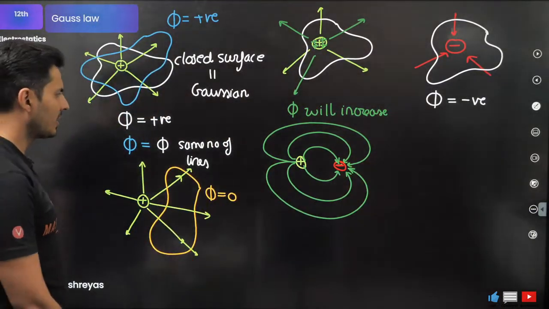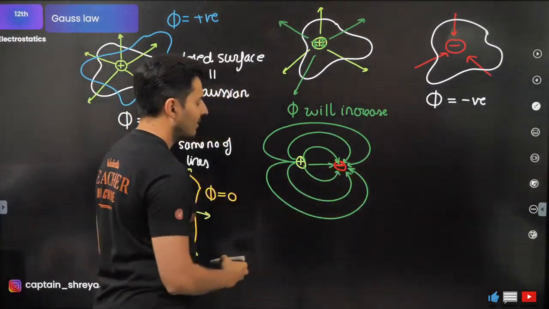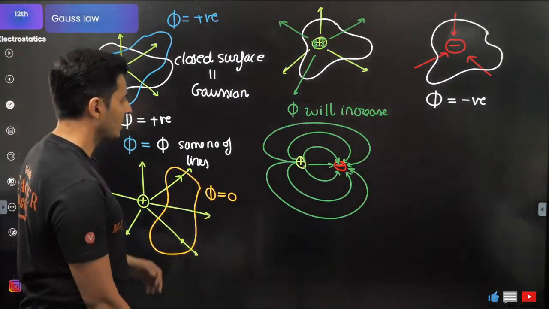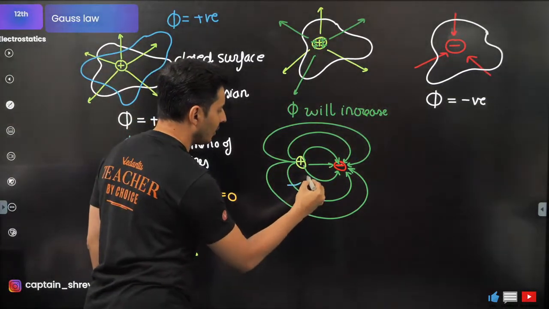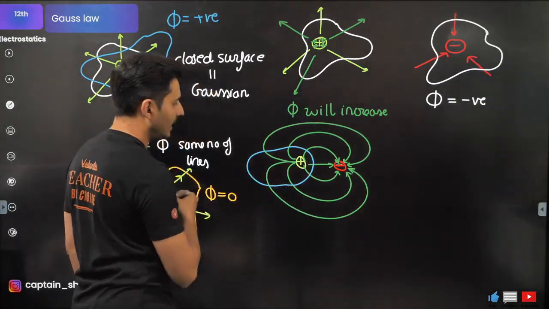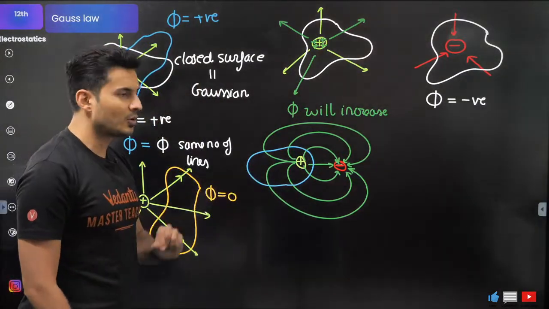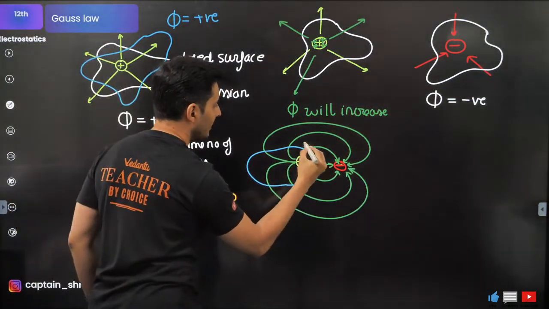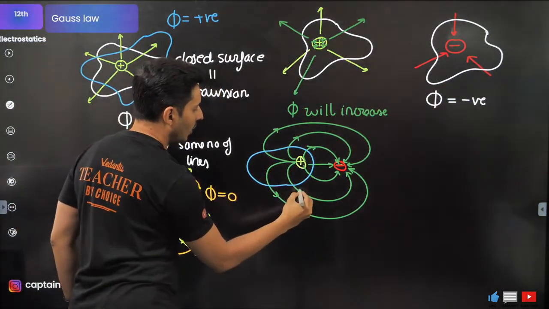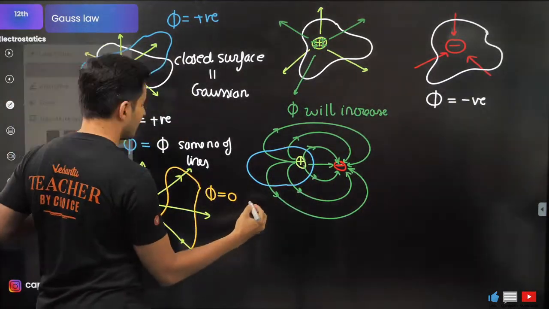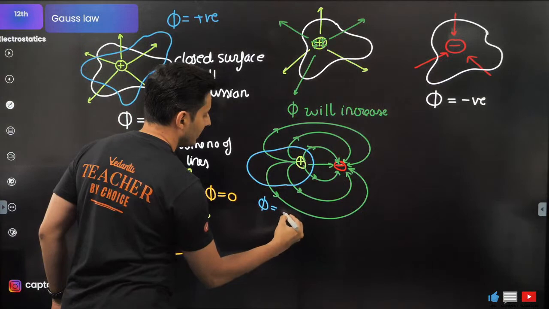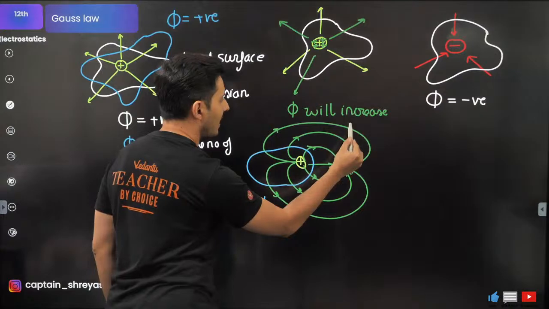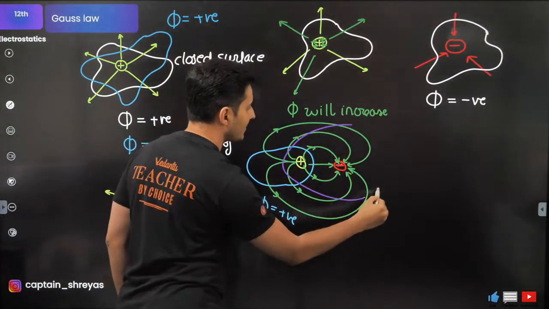Let me take some Gaussian surfaces and see how the flux gets affected by it. Let's say I start with a Gaussian surface here. If I take a Gaussian surface here, think and tell me, is the flux going to be positive? I think so, because you can see all the field lines are definitely coming out of that charge. Definitely this flux is going to be positive. What if I take this as my surface? Observe this carefully now. I'm going to take this as my surface.